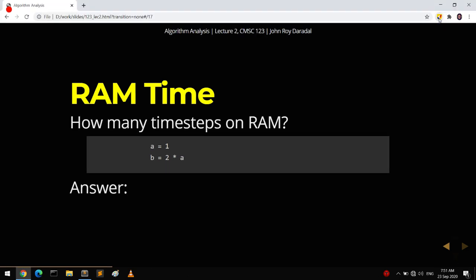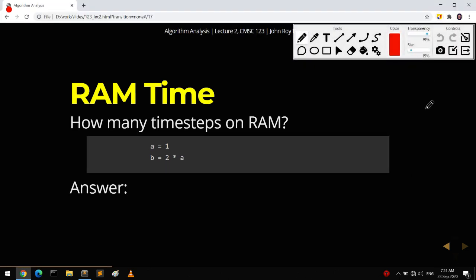So let's see an example. How many time steps does this code have on the RAM? So we have two lines of code here. We have A is equal to 1 and B is equal to 2 times 1. So the first line takes 0 time steps. Why is that? Because this is only a memory access, right? We're only storing the value 1 into variable A. But for line number 2, this will take 1 time step. Why is that? Because we have the arithmetic operation here, 2 times 1. So in total, that's 1 time step. Okay?